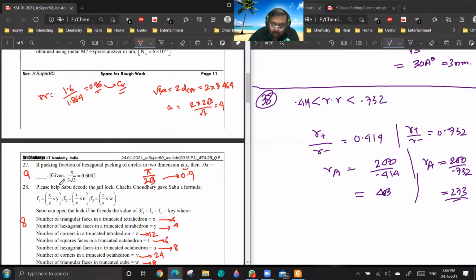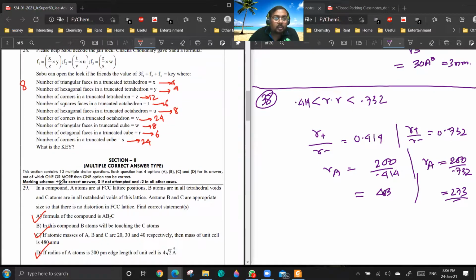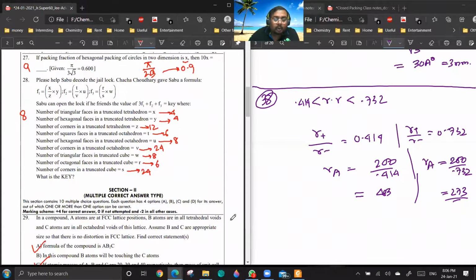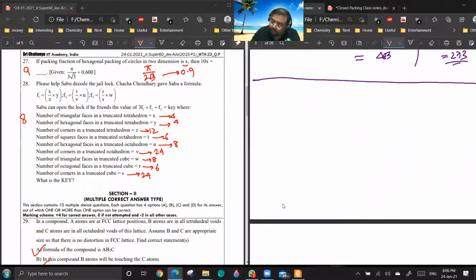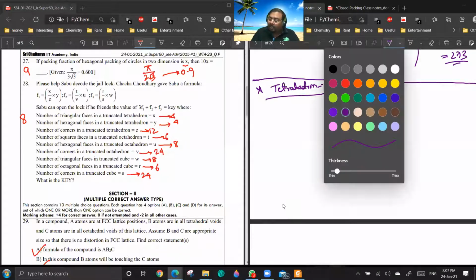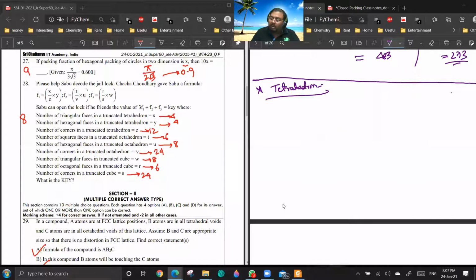So this brings us to the last question, which is question number 28. Now I will be doing it one by one. First, we will write tetrahedron, then octahedron, and then cube. Let us start with tetrahedron. Truncated solids is something which can be taught, but there is not enough time, and it is not a core concept. So I am just drawing it.